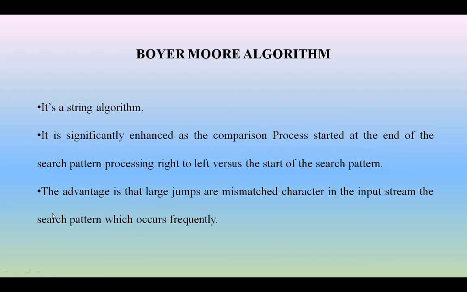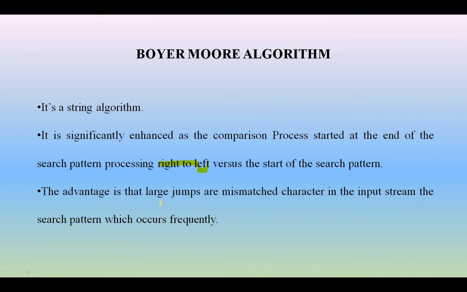So what is the Boyer-Moore algorithm? What are the main contents of it? Let us see. It's actually a string algorithm. It works on strings, and the comparison process always starts at the end of the search pattern, like right to left. You need to identify this particular thing: the comparison always starts from right to left at the start of each position.